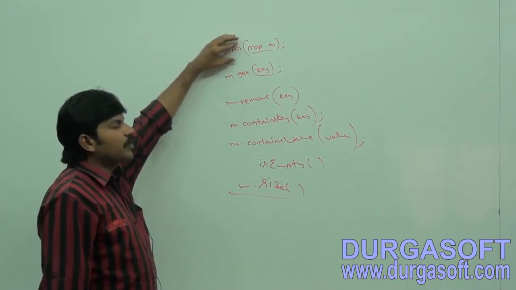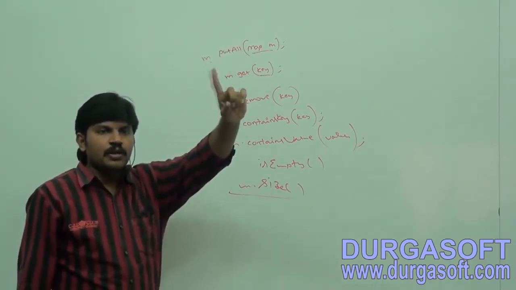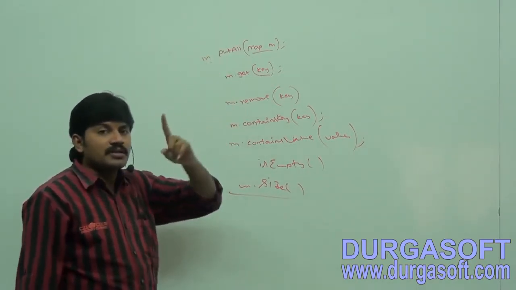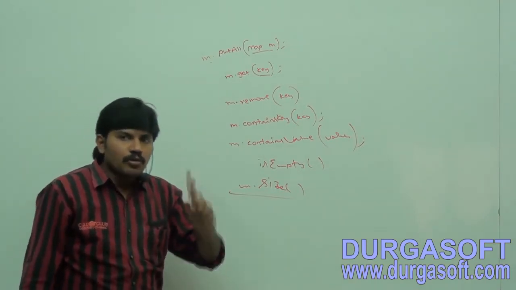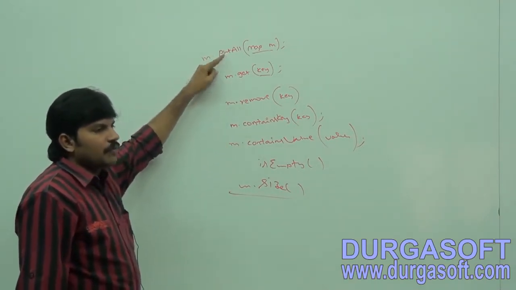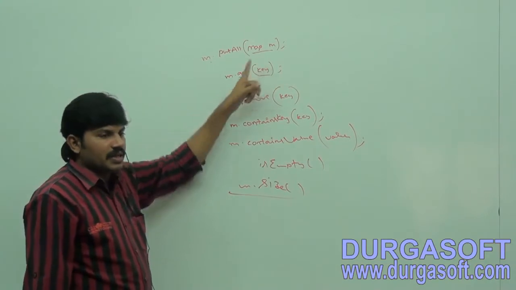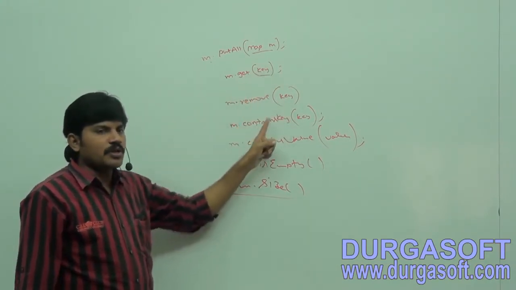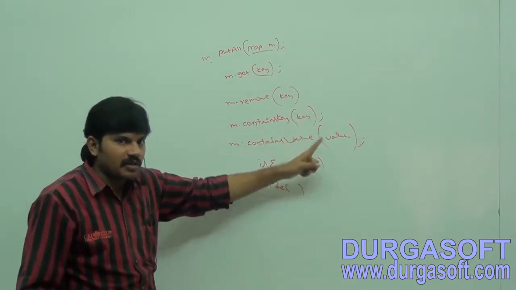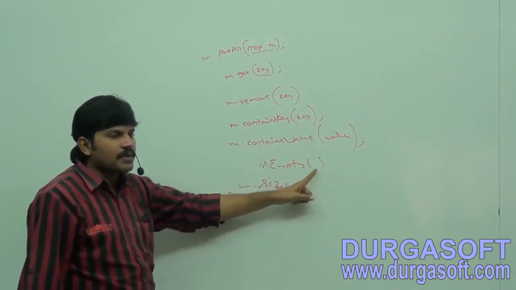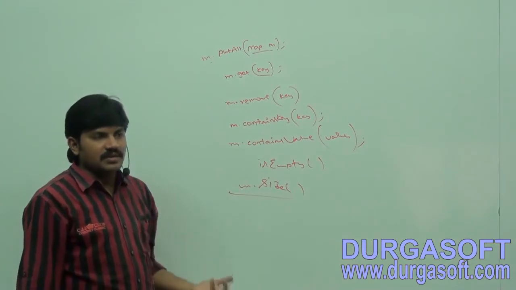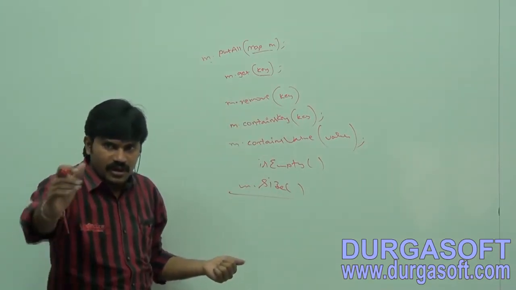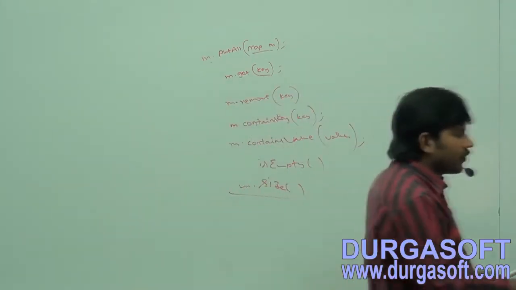Right? So if you want to add a single key value pair, put method. A group of key value pairs, put all method. If you want to get the value associated with the key, get method. If you want to remove one key value pair, remove method. If you want to check whether a particular key is available, particular value is available, and whether the map is empty or not, and what is the size, these methods are clear for all of you. Better to take from the screen.